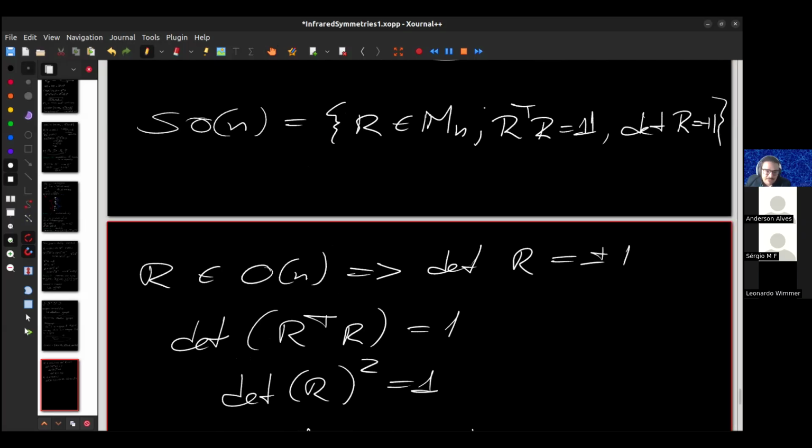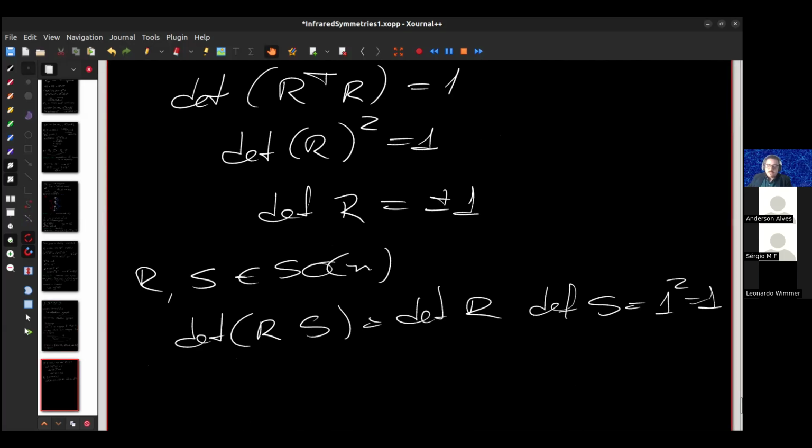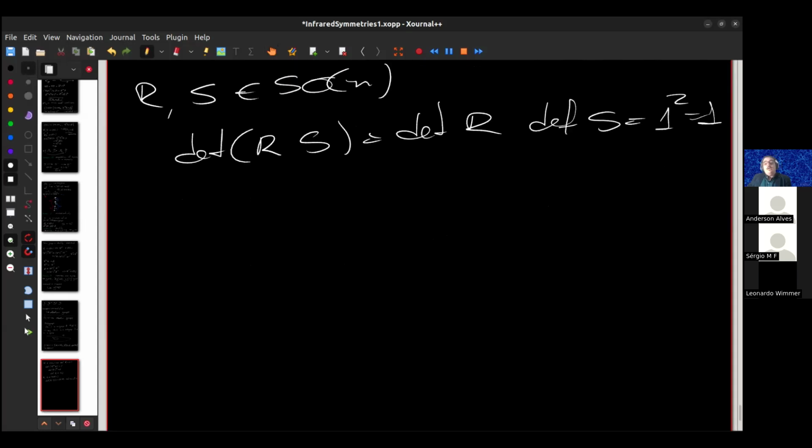S in here stands for special, which is the nomenclature we usually use in group theory to mean that we are considering matrices with unit determinant. So O is for orthogonal, S is for special, N is the dimension of the group I'm considering. So these are the rotations with positive determinant, with unit determinant.